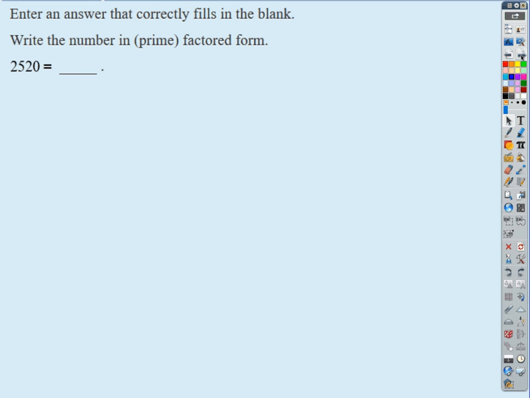We want to write the number in prime factored form. How did you do that? How did you factor a number like that? With a tree, exactly, with a tree. So we've got 2520. We're going to make a factor tree. Remember the rules for a factor tree. Every time you branch a factor tree, you're going to form two numbers that multiply to the number above, so they are factors of the number above. What are two factors of 2520? And I'll give you a hint, that's a 0.